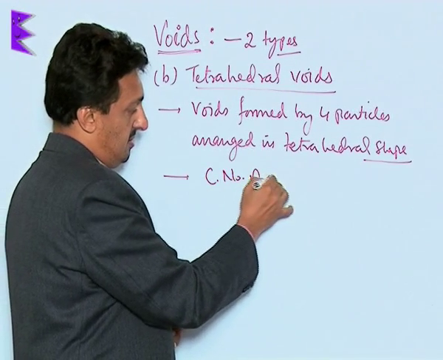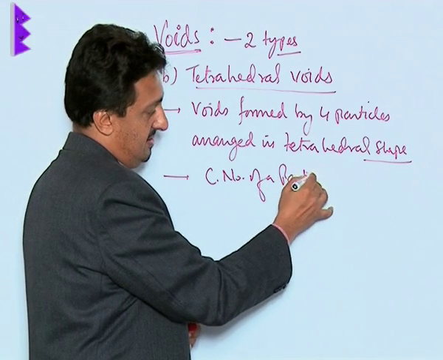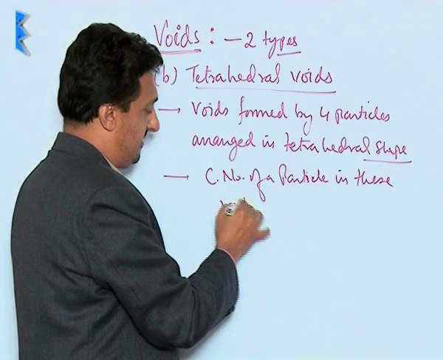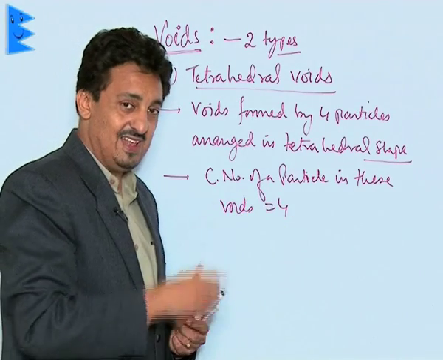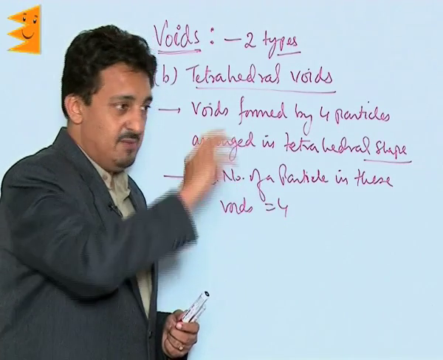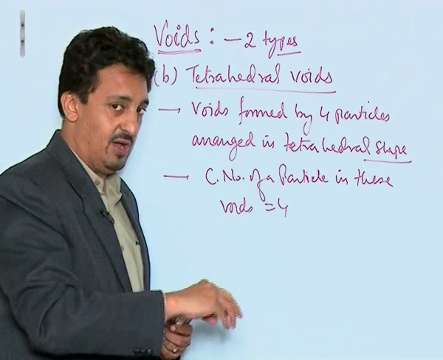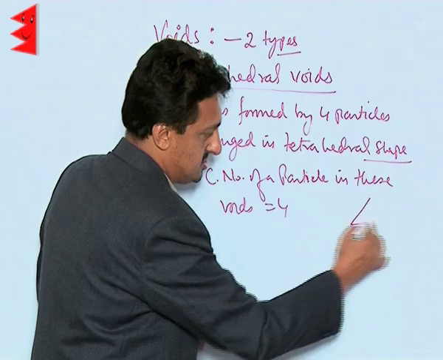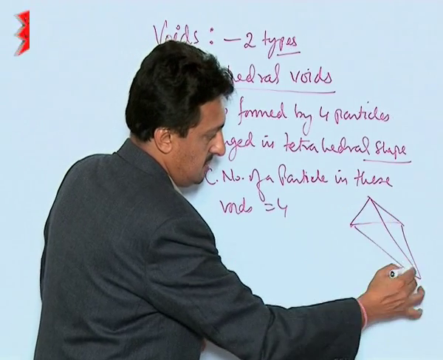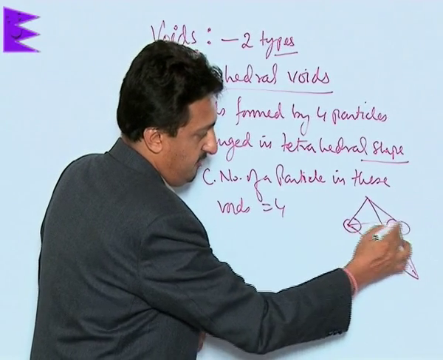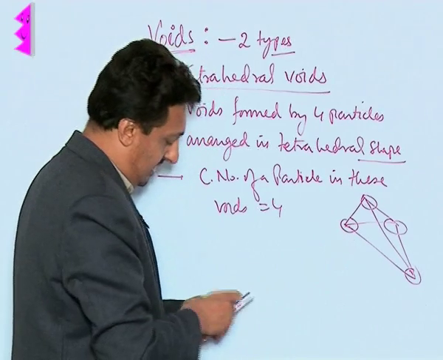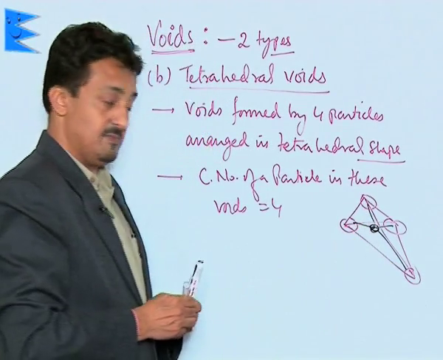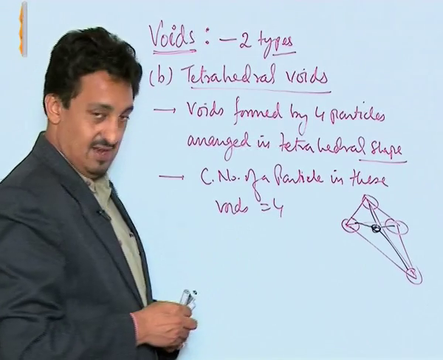coordination number of a particle in these voids will be 4, because once a particle gets trapped in these voids, it will be in contact with the 4 particles which are forming these voids, so therefore its coordination number will be 4. It is almost like this, if we can make out. If these are the 4 particles which are making it, anything which gets trapped between them, like here, will be in contact with these 4 particles. So that's how we can make out this is tetrahedral.